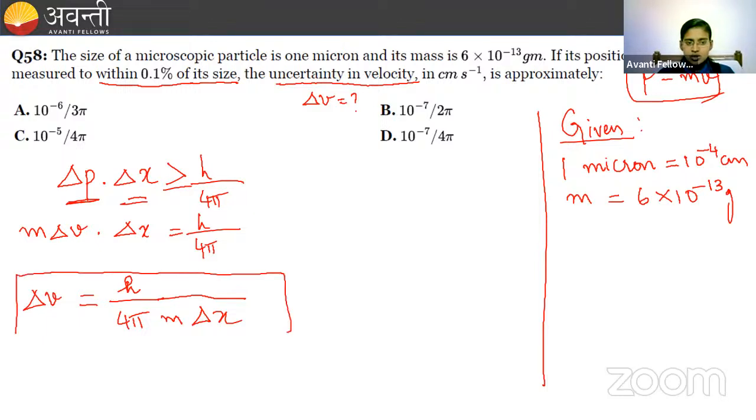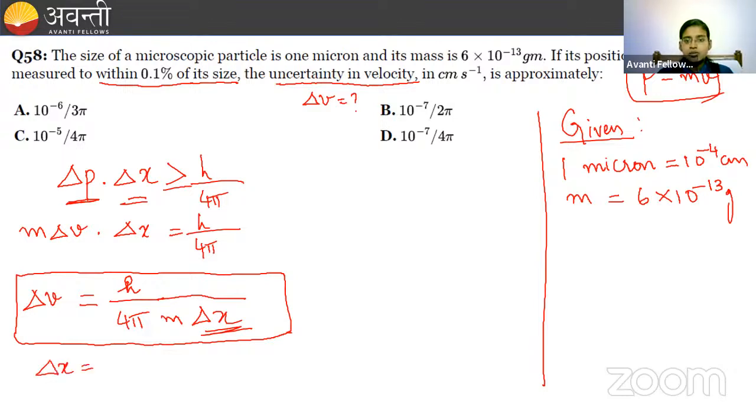Okay. So to find out delta V, which is the uncertainty in velocity, we need Planck's constant. That is a constant value. We can substitute. And we have mass. Mass is given here. And we need delta X, which is the uncertainty in position. So how to calculate delta X?